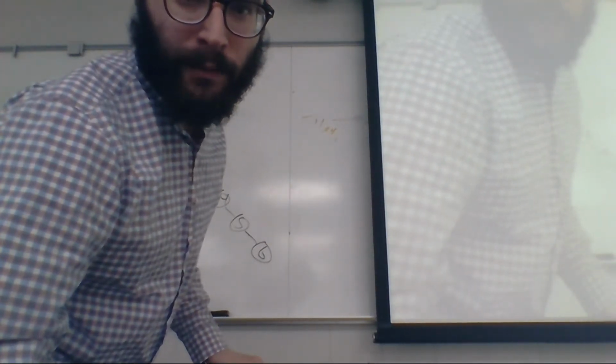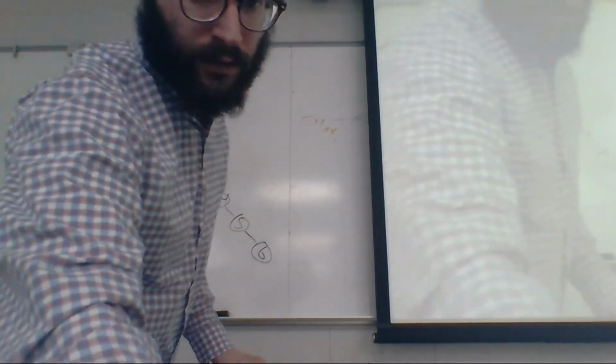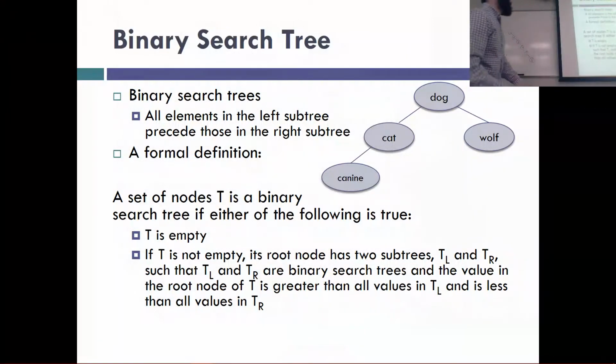All right, let's go over more definitions now that we understand what a binary search tree is. Let's look at the formal definition of a binary search tree. T is a binary search tree if one of the following is true. T is empty. If it's a null set, it's a binary search tree. Otherwise, this bunch of nodes.